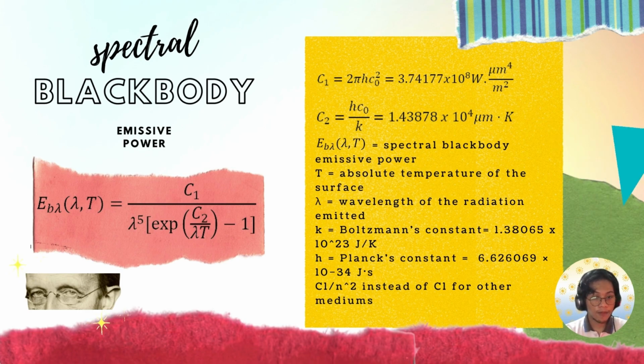This relation is valid for a surface in a vacuum or a gas. For other mediums, it needs to be modified by replacing C1 with C1 over n squared, where n is the index of refraction of the medium.